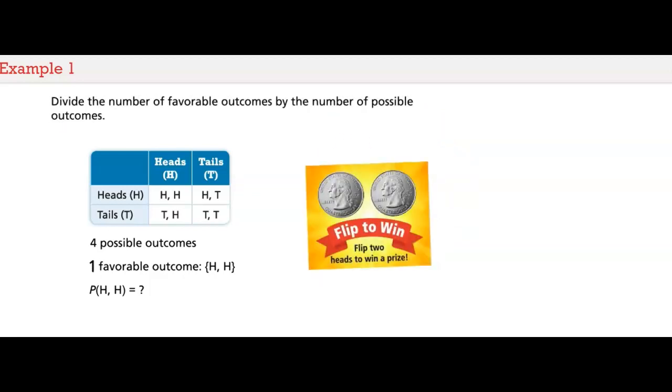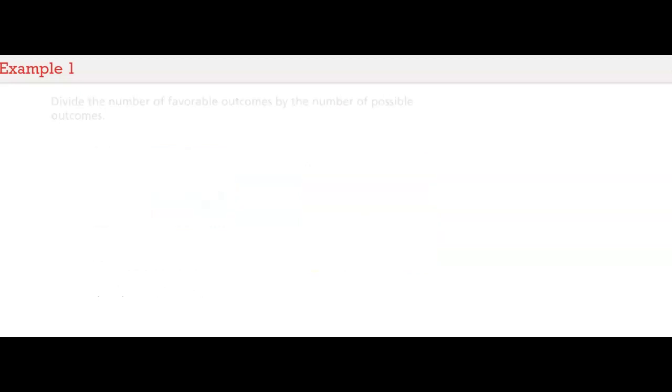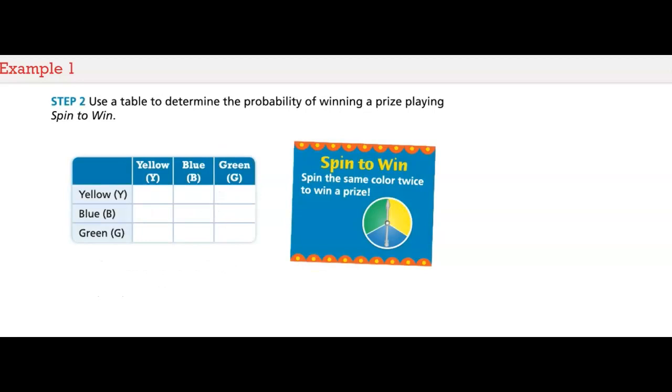Divide the number of favorable outcomes by the number of possible outcomes. The probability of 2 heads is 1/4, or 25%. Now, let's use a second table to determine the probability of winning a prize playing Spin to Win. Spinning the spinner has 3 possible outcomes: yellow, blue, and green.